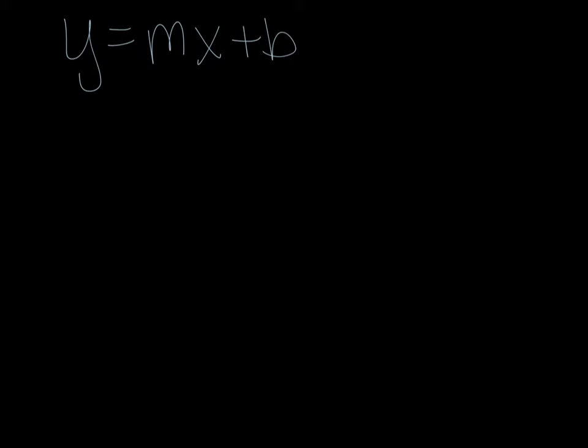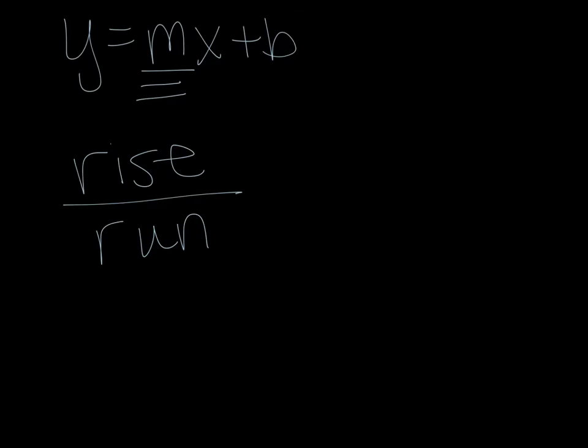Some of you may remember how to calculate the slope from algebra, but we'll go over it again. So the slope is calculated by doing rise over run, which is the same as figuring out how much it goes up by how much it goes over. Okay? Or it could be how much it goes down by how much it goes over.